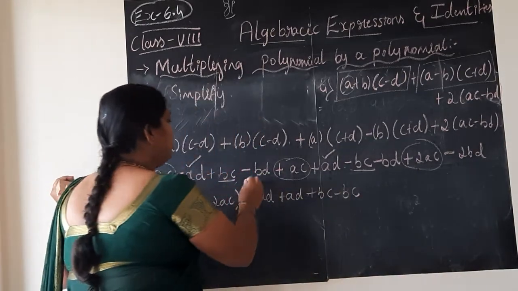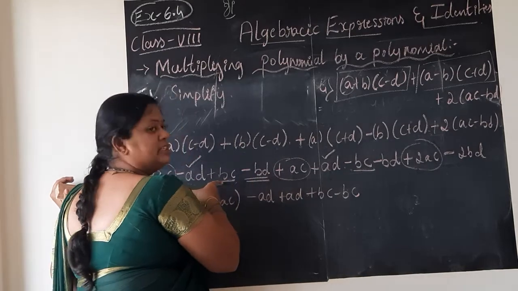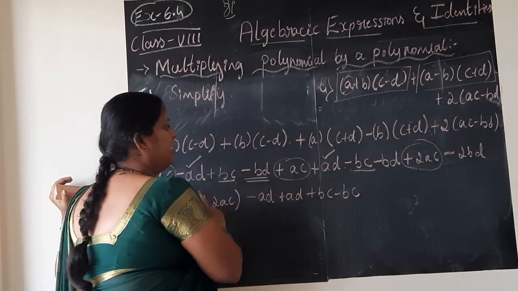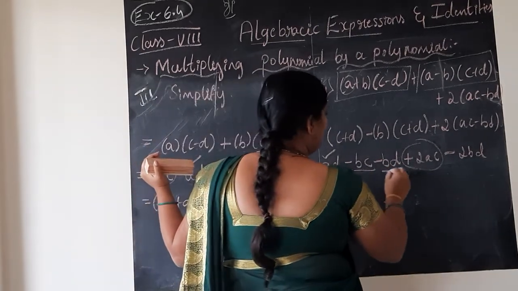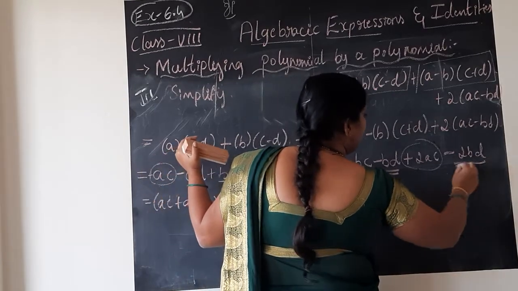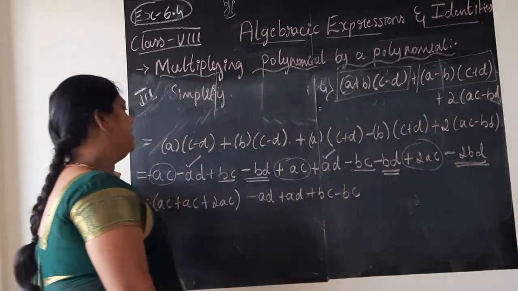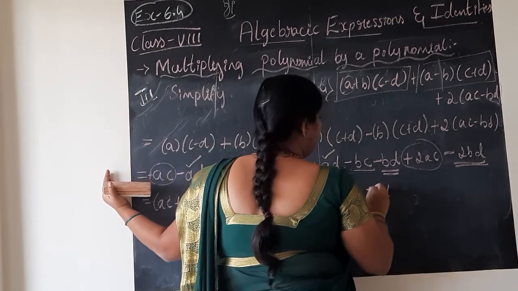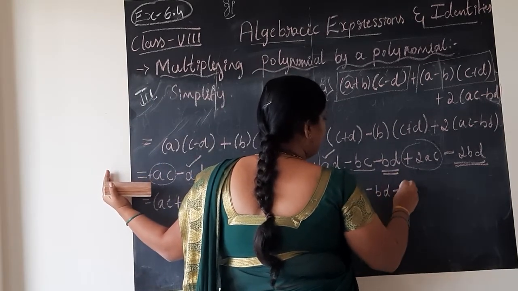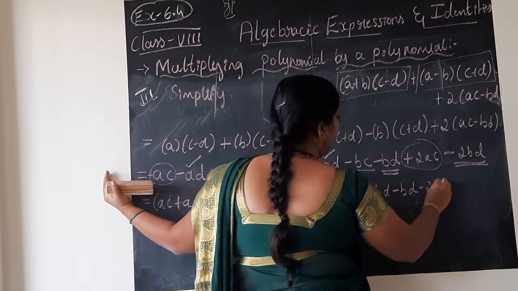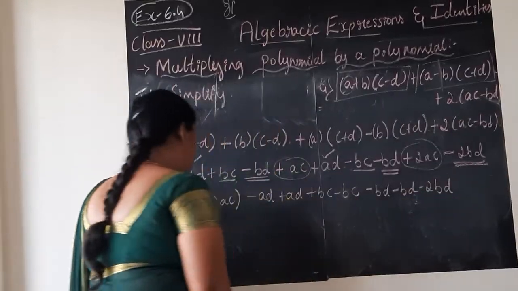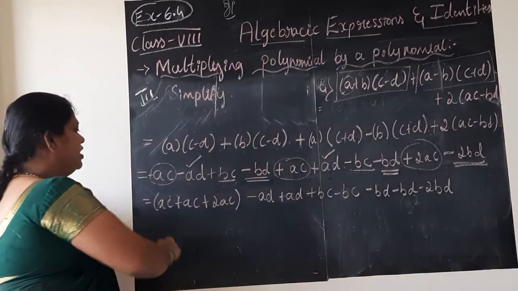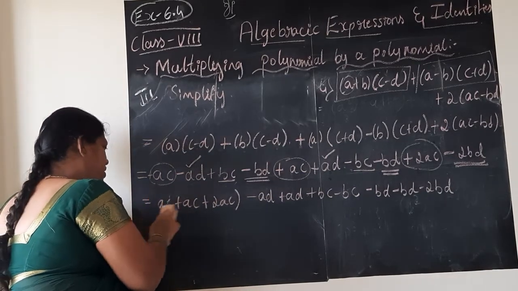Next I have BD. 2 lines I will underline. For BC I have underlined it once. For BD I am underlining twice. One more BD I have? Yes. Minus BD I have. One more I have minus 2 BD. So let me write them together. Minus BD. Again one more minus BD and one more minus 2 BD. Now I have written them. Don't want bracket, it will confuse you.